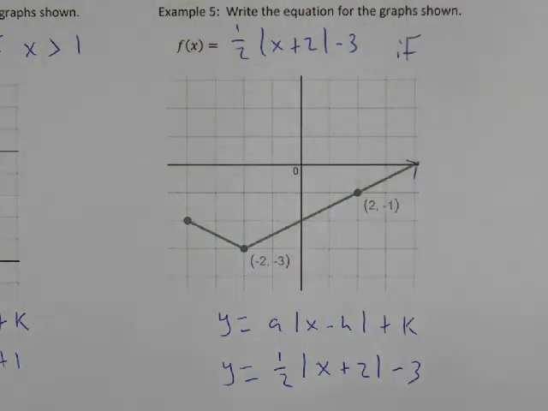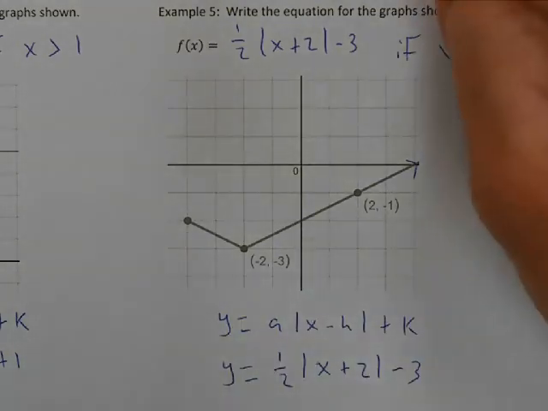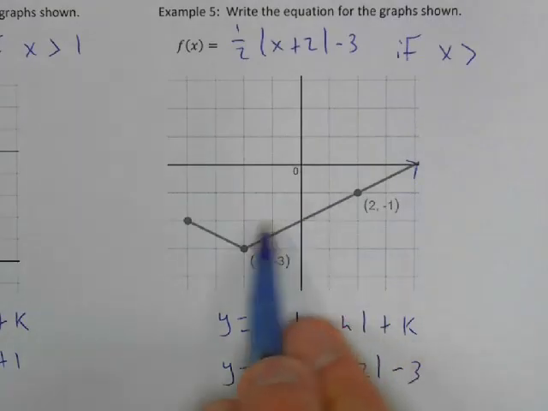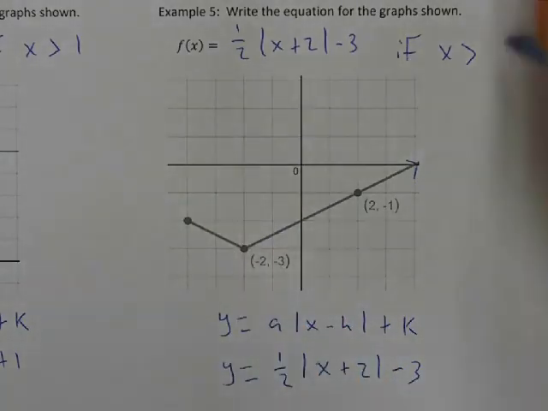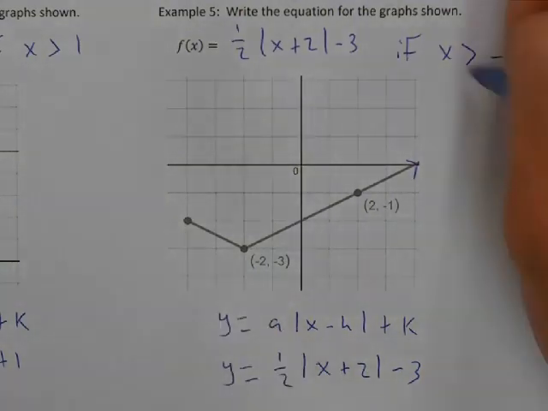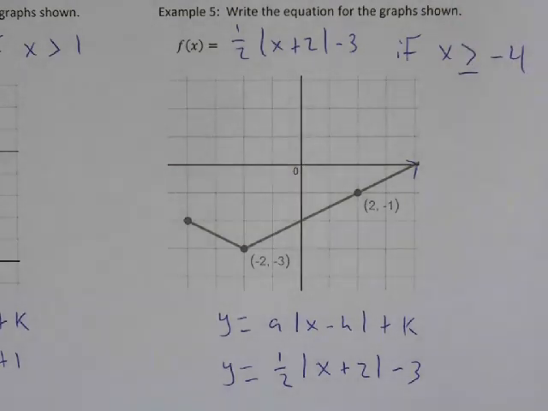Well, we only want the x values to the right of this point here. In other words, we want x to be bigger than what point? Well, this is the -1, 2, 3, 4. So x has to be bigger than -4. Are we including the point x equals -4? Yeah, it's a solid circle, so we want x to be greater than or equal to -4. And then now we have our whole equation.